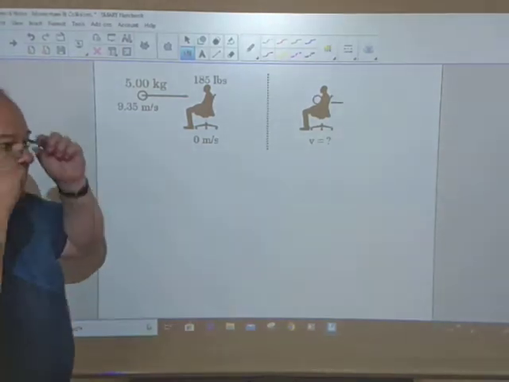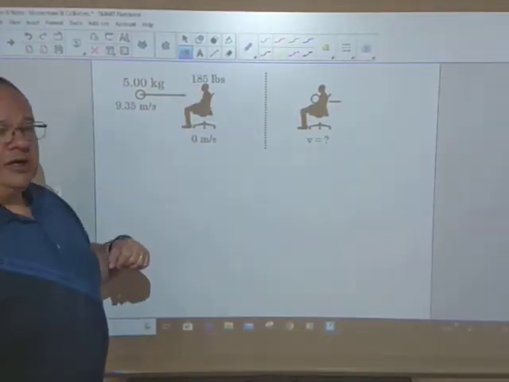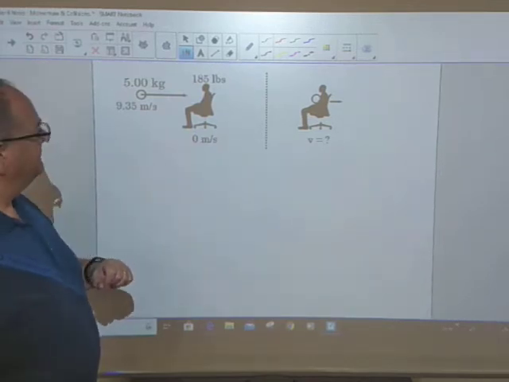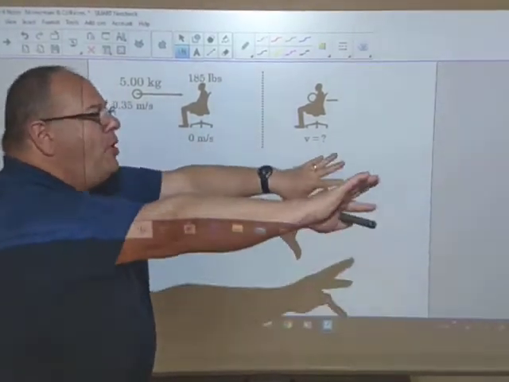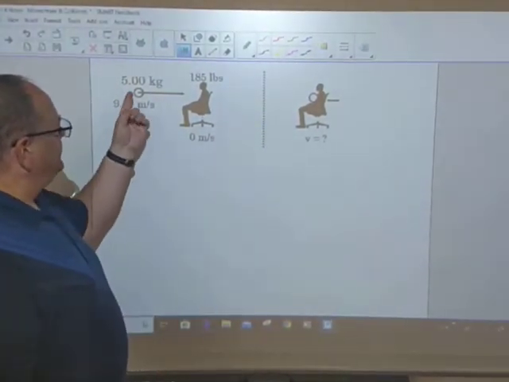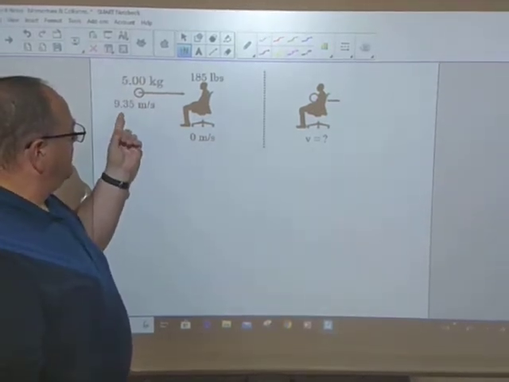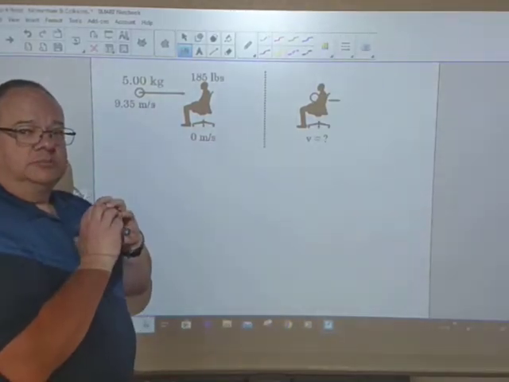Okay, so here we got a guy sitting in a rolly chair, and our guy weighs 185 pounds. He's not moving, 0 meters per second. And here comes a medicine ball. So somebody does a 2-hand chest pass, boom! And the chest pass is coming in. This is a 5 kilogram medicine ball, and the medicine ball is coming in at 9.35 meters per second. And the guy catches the ball.